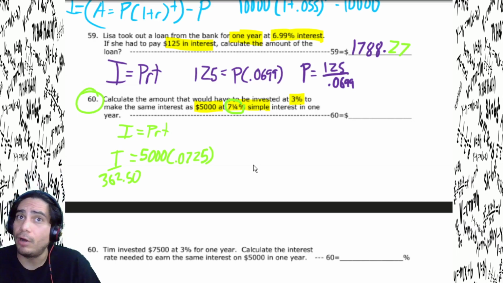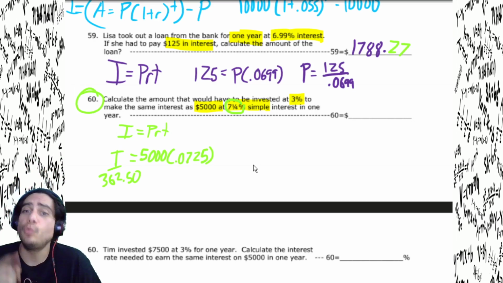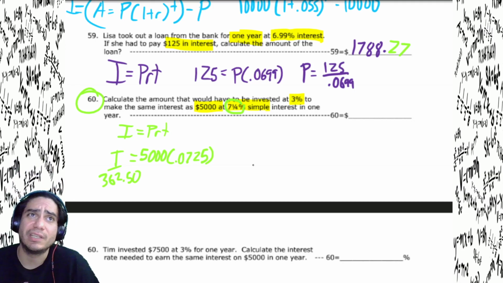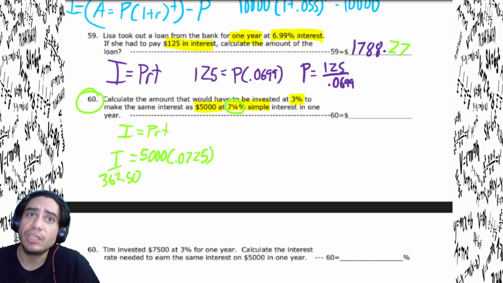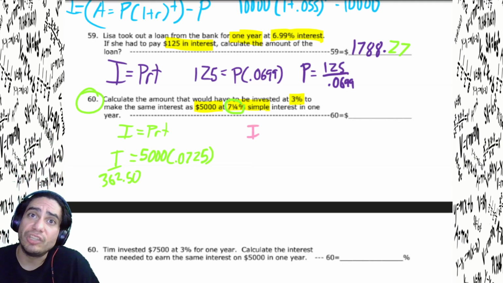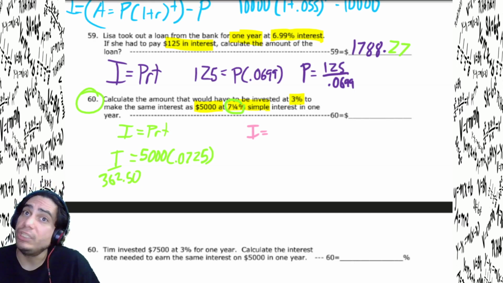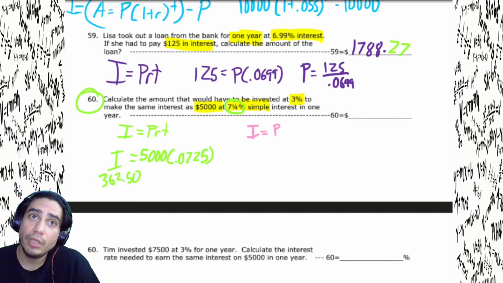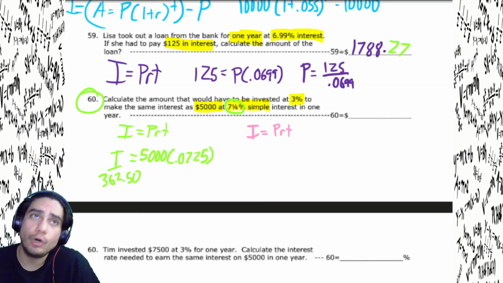You don't want to be borrowing at these high percentages, but you want to be investing at those higher percentages because they're going to give you more money. Okay? Now we're going to have to work backwards here. We already know the interest. We do not know the principal, and we're looking for it. So we're going to go ahead and substitute.